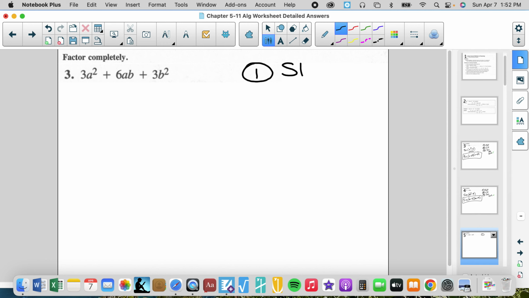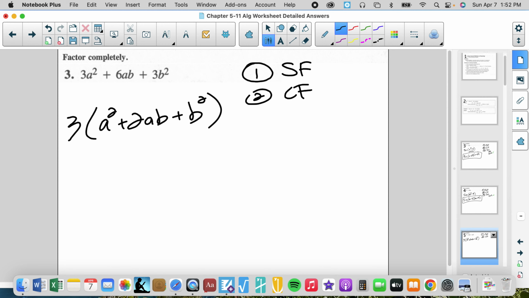So is it in standard form? a squared, ab, b squared, yes. Is there a common factor? 3a squared, 6ab, 3b squared? Yes, there's a common factor of 3. So you get a squared plus 2ab plus b squared. Now, we keep going. We want to see, can we still factor this?